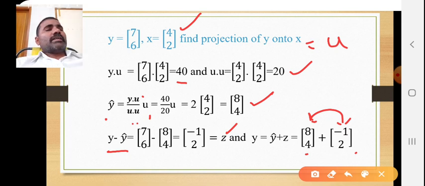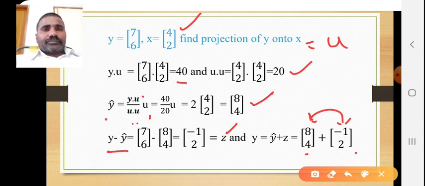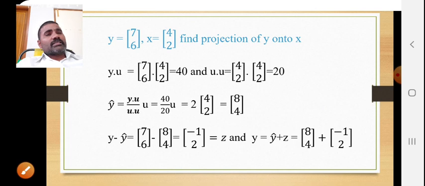Here you can easily identify 8 times 8 into minus 1, minus 8 plus 8, 0. That's why these two are perpendicular vectors, we can identify. This is in the case of orthogonal projection of y onto u. Now let us consider the general case.